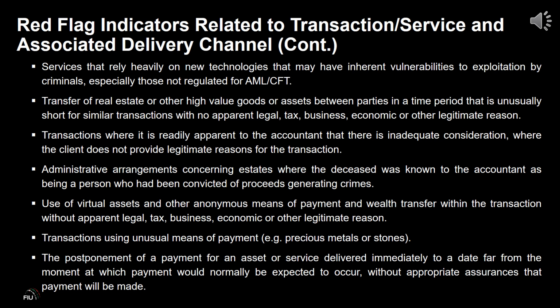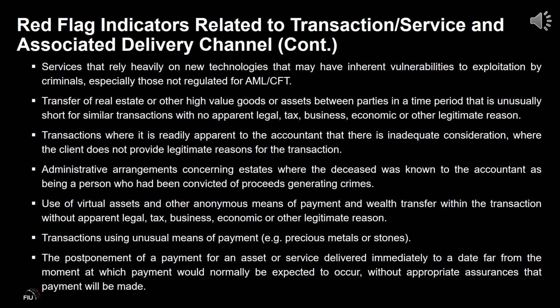Services that rely heavily on new technologies that may have inherent vulnerabilities to exploitation by criminals, especially those not regulated for AML-CFT. Transfer of real estate or other high-value goods or assets between parties in a time period that is unusually short for similar transactions with no apparent legal, tax, business, economic, or other legitimate reason. Transactions where it is readily apparent to the accountant that there is an inadequate consideration where the client does not provide legitimate reasons for the transaction.